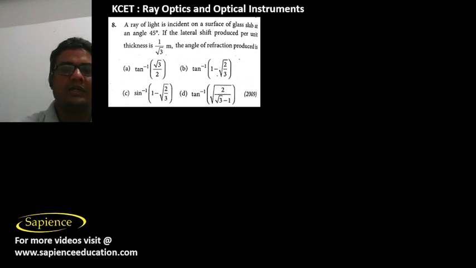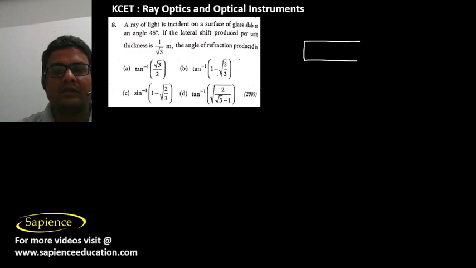Then in question number 8, it is told a ray of light is incident on a surface of glass slab at an angle of 45 degree. If the lateral shift produced per unit thickness is 1 by root 3 meter, the angle of refraction produced is.